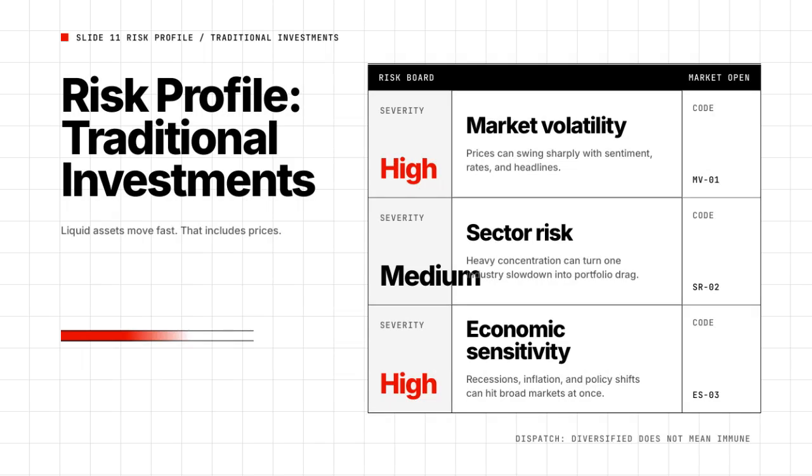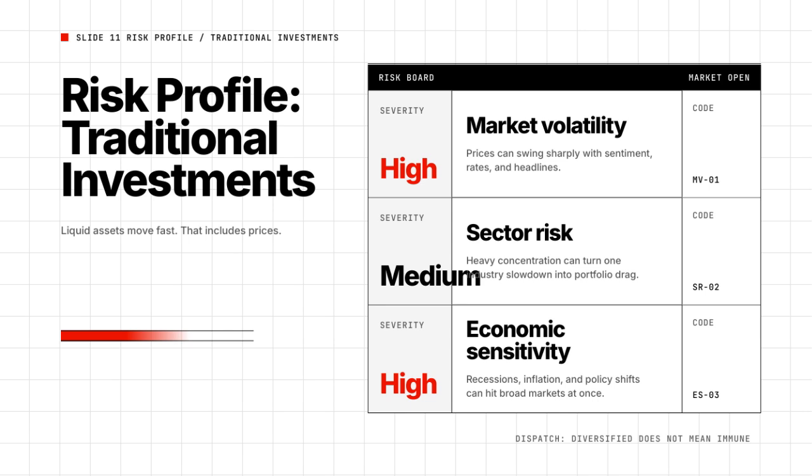When we look at traditional investments, it's important to understand their risk profile. These assets are typically liquid, which means they can be bought and sold quickly. But that liquidity also means their prices can move rapidly, often influenced by changing market sentiment, interest rates, and breaking news. One major risk is market volatility, which has a high severity.